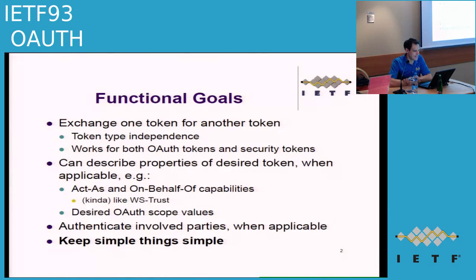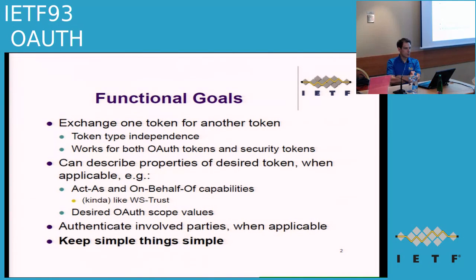Next slide, please. So, the functional goals. One thing that's come up on the list recently is there's a couple of different drafts, but largely there's a draft that Mike wrote and a draft that I wrote that have some differences that we're going to talk about here, but they also have a lot of similarities, and a lot of similar goals. Some of those functional goals are just some mechanism to exchange one token for another token, and to do so in a token type independent way, and something that works for both OAuth tokens and just generalized security tokens.